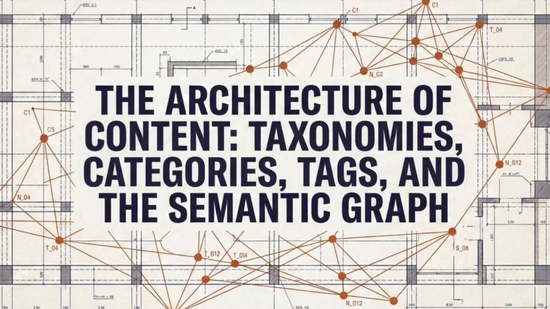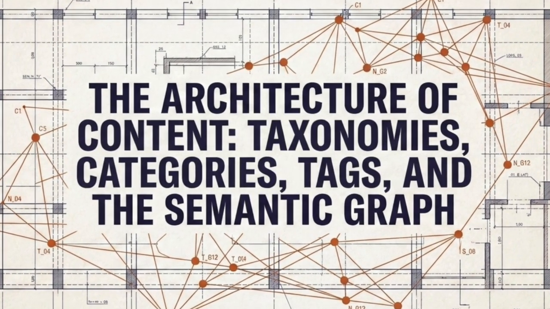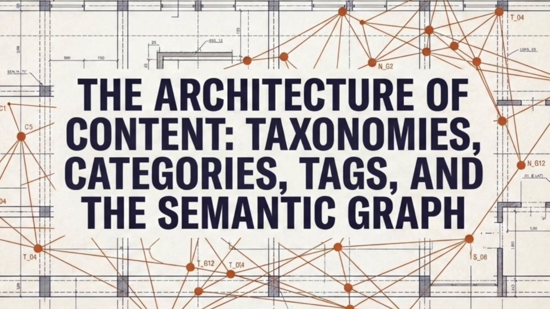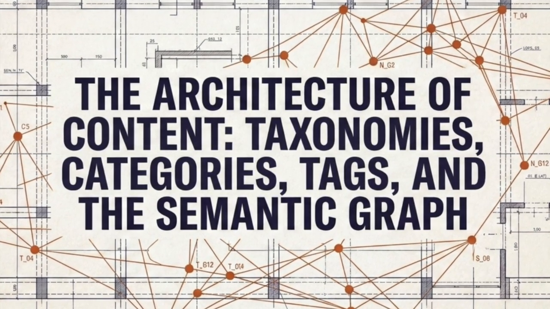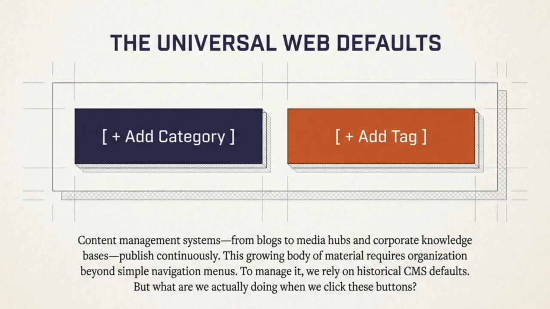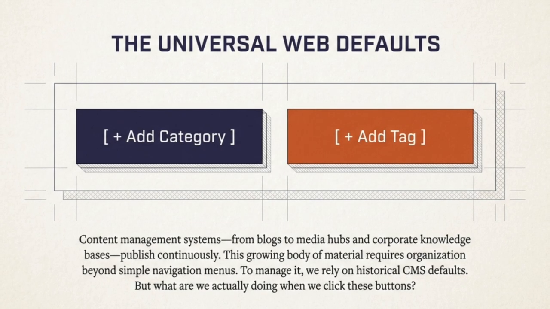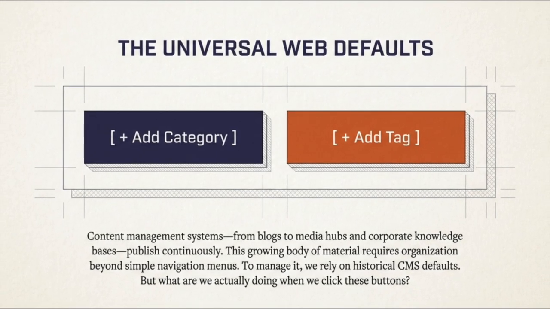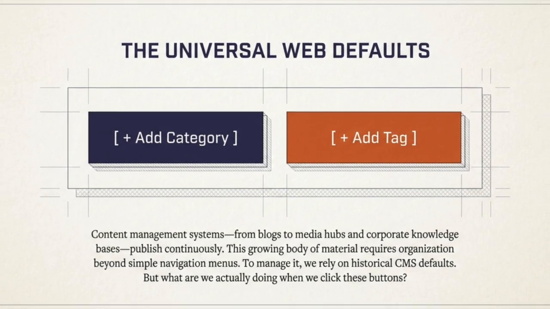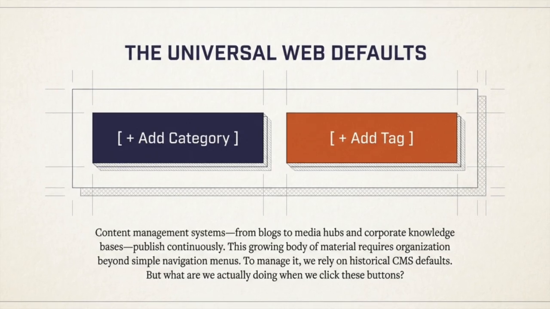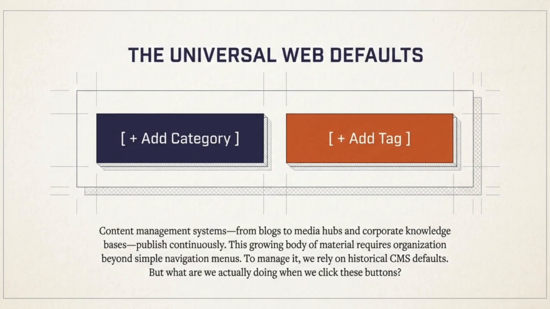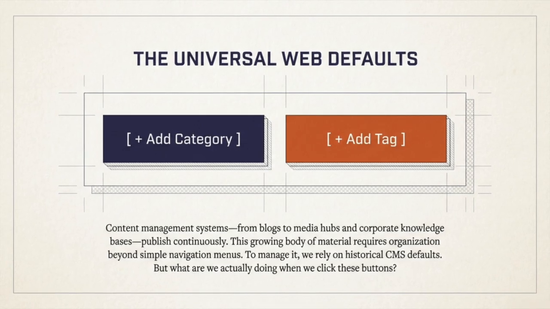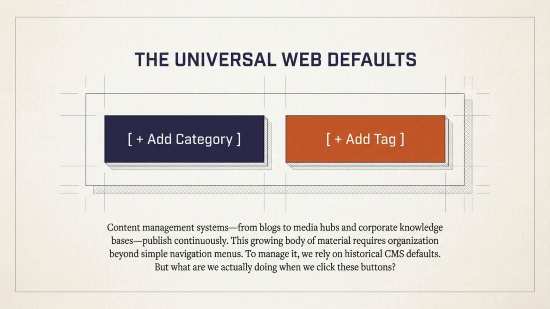Today, we are taking a deep dive into the hidden architecture behind digital publication, how we organize, structure, and connect content using taxonomies, categories, and tags. Every modern content platform, whether it's a corporate blog, a media publication, a knowledge base, or even my own site, publishes continuously. As material accumulates, we instinctively rely on standard content management system interface buttons like add category or add tag. But what are these tools actually doing under the hood?